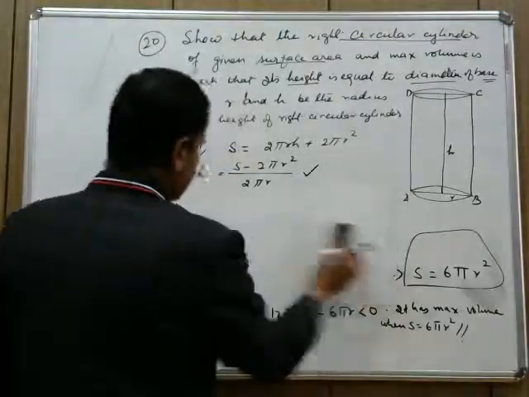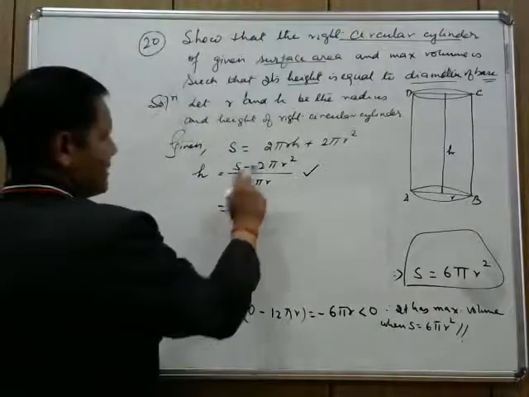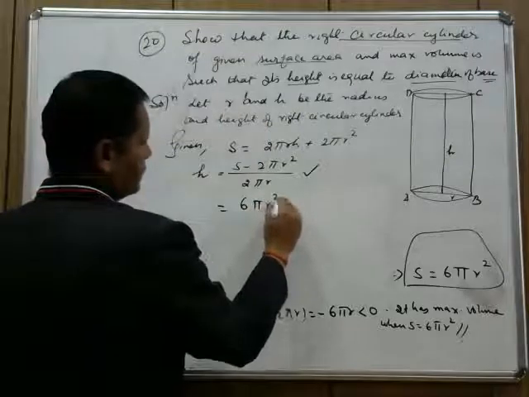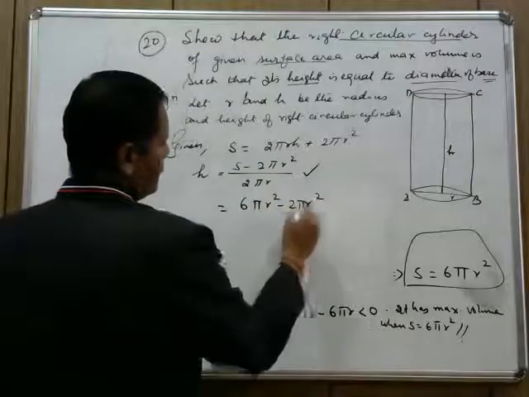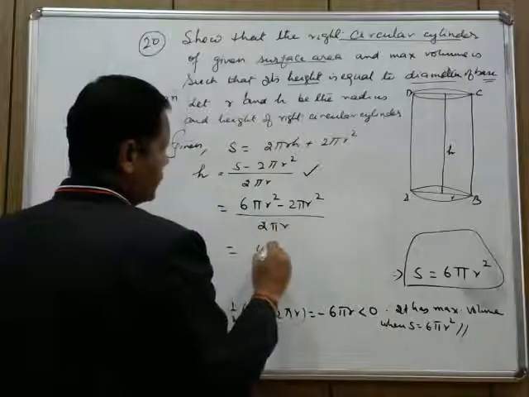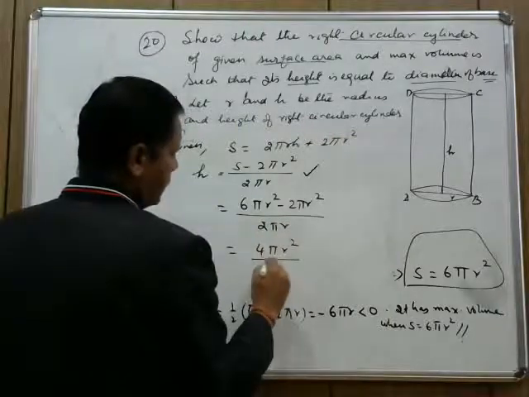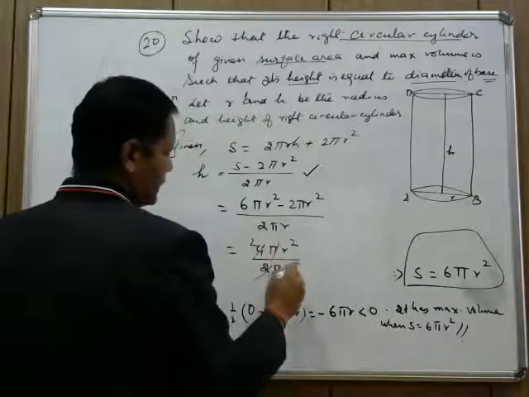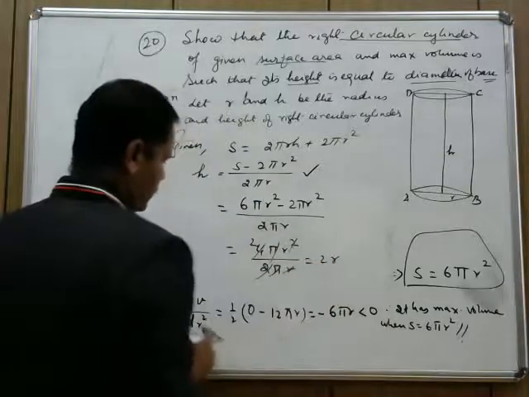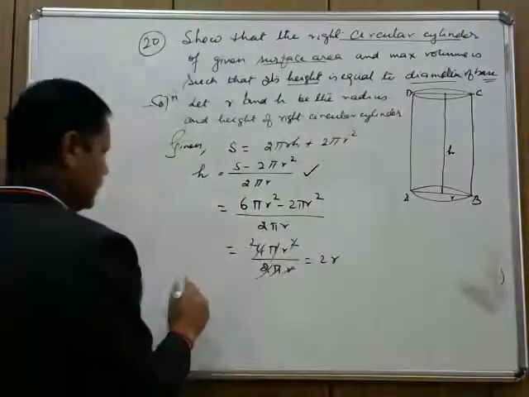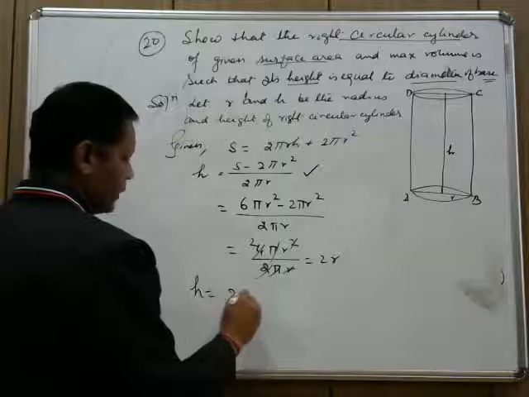I have h is equal to (S minus 2 pi r square) upon 2 pi r. S is equal to 6 pi r square, so h is equal to (6 pi r square minus 2 pi r square) upon 2 pi r. Now we will have 4 pi r square upon 2 pi r. 2 into 2 is 4, pi cancels, r remains, so that is equal to 2r. What we have got now? h is equal to 2r. Therefore h is equal to 2r.